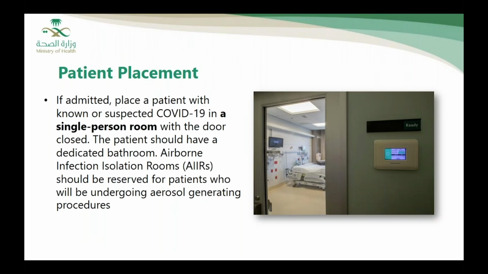Patient placement: where can we keep our patients? If admitted, place a patient with known or suspected COVID-19 in a single-person room with the door closed. Always keep the door closed to prevent the spread of infection, because most of these patients are coughing and sneezing, and all the microorganisms will flow through the air. So please take note to keep all the doors of the patients closed.